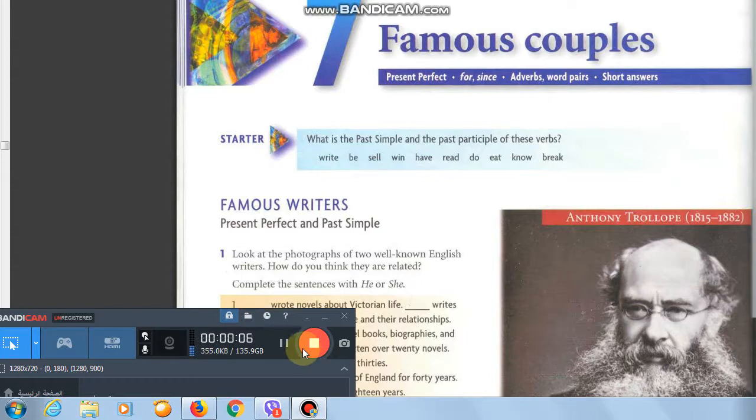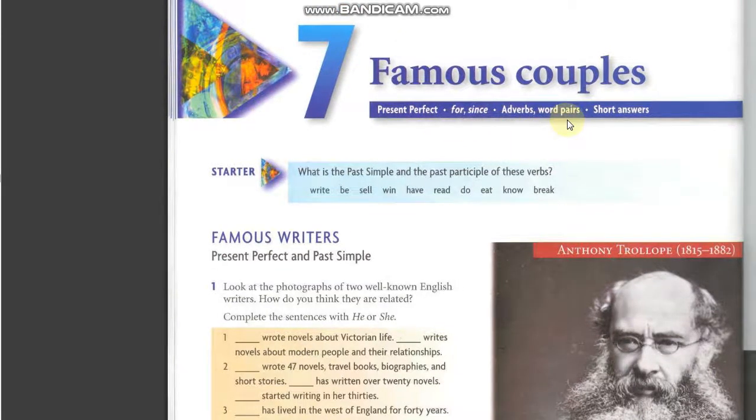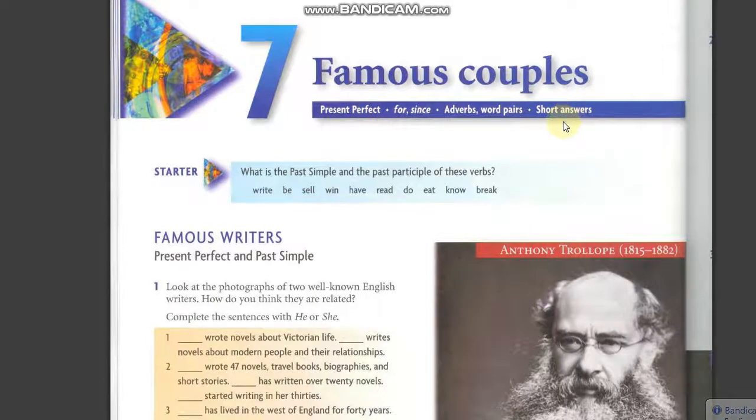My dear students, in today's lecture I'm going to explain Unit 7, which is about famous couples. As we see here, we have present perfect, for, since, adverbs, word pairs, and short answers. As I mentioned before, every unit has different meanings and vocabularies.